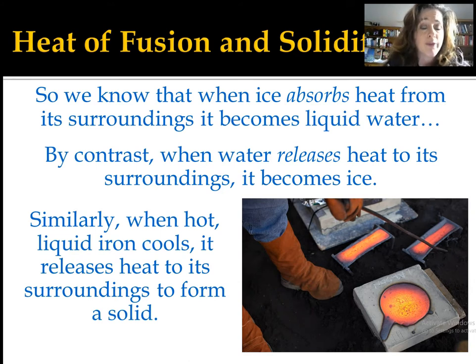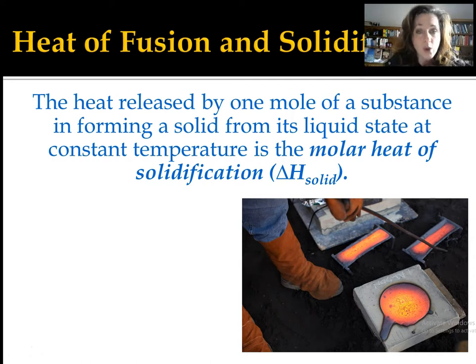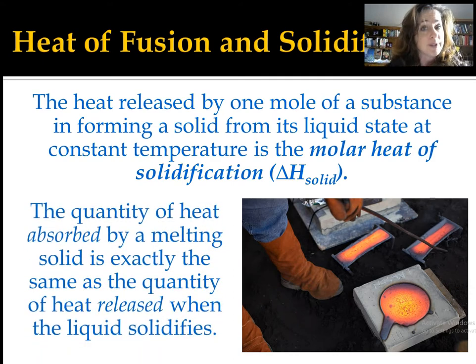Now, this also carries over to our discussion of iron. When you pour liquid iron into a mold, the liquid iron cools. It is releasing its heat to the surroundings in order to form a solid. If you look at that image there, around the perimeter of that mold, we see that the iron is solidifying there first because it's transferring all its heat to the mold. Now, the heat released by 1 mole of a substance in forming a solid from its liquid state at constant temperature is called the molar heat of solidification. It's the opposite of the molar heat of fusion. It goes in the opposite direction.